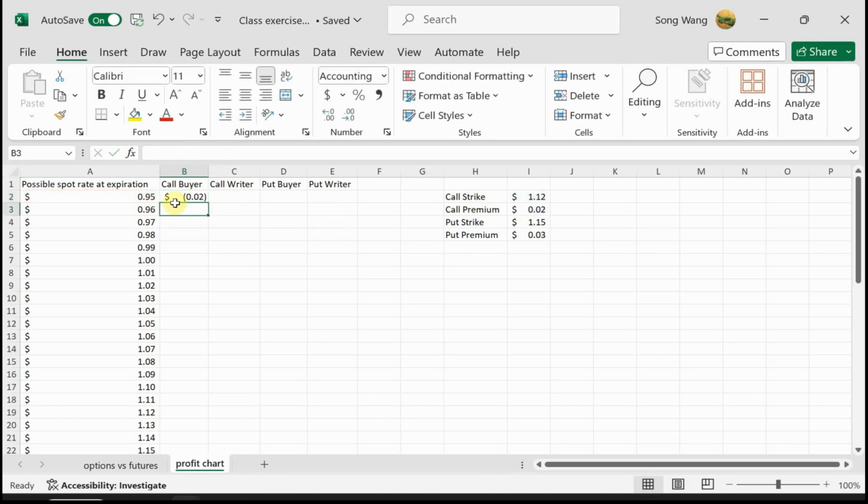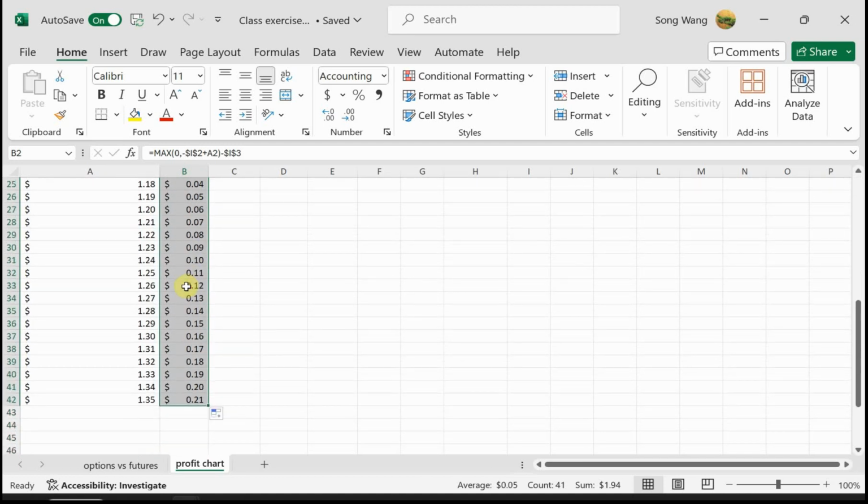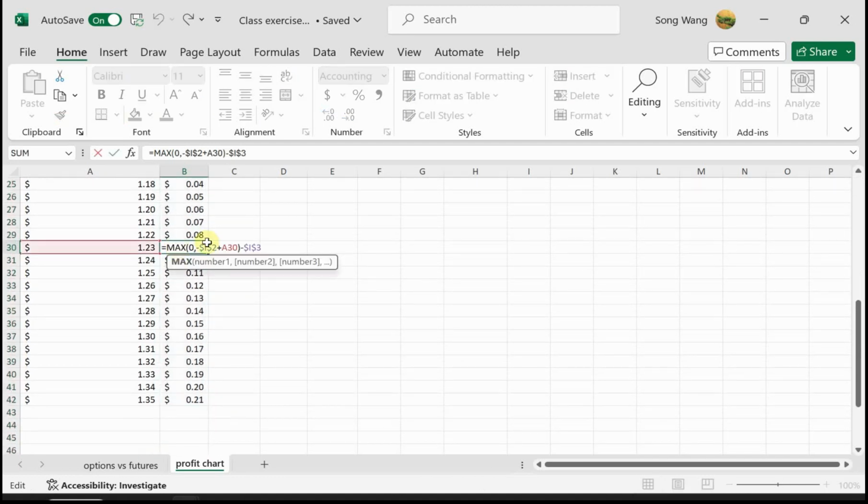If the spot rate is below the call strike, then that's not good for a call buyer because he is not making any extra profit and he still has to pay the premium. If you drag it all the way down, as you can see, if the spot rate goes up, then between 0 and spot minus strike, or negative strike plus spot, that's a profit. If you exercise it, you can buy at the strike and then sell at the spot.